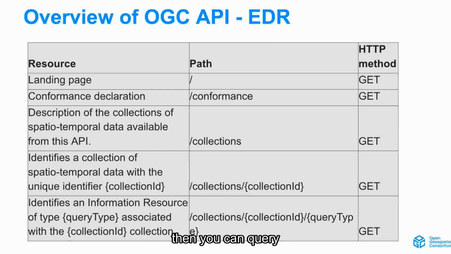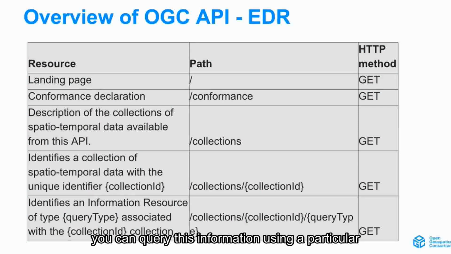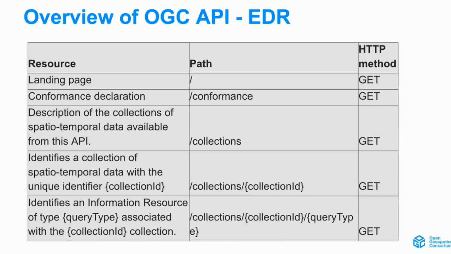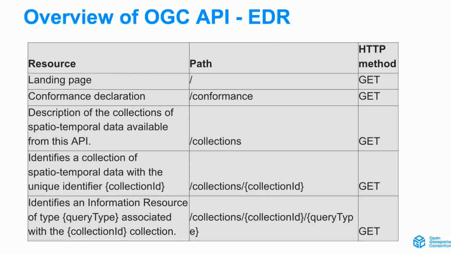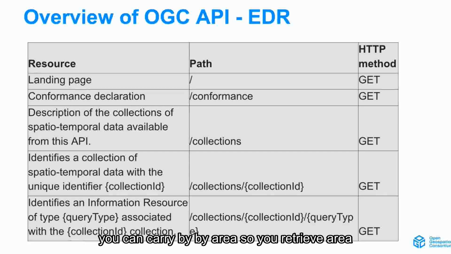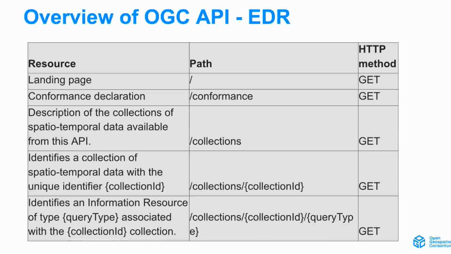So then you can query this information using a particular query type. And the patterns to query EDR are: you can query by position, so you can retrieve data based on a particular point or a position in a time instant. You can query by area, so you retrieve data within a polygon or a rectangle at a given time instant, or it could be also in a time series.